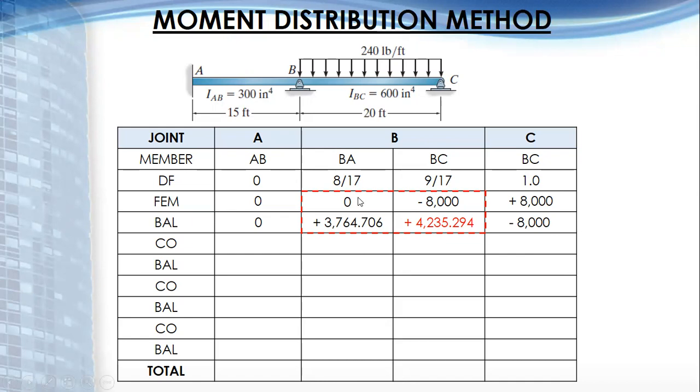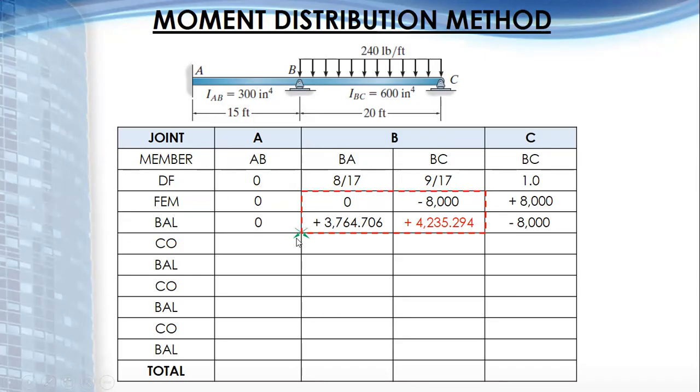So after this, carry over. Carry over 1/2 of the balancing moment to the opposite member or end. So from AB, carry over to BA here, and for BA, carry over 1/2 of the value of this, 3,764.706. 1/2 of this, carry over to member AB. So for simplicity, let's have this one.